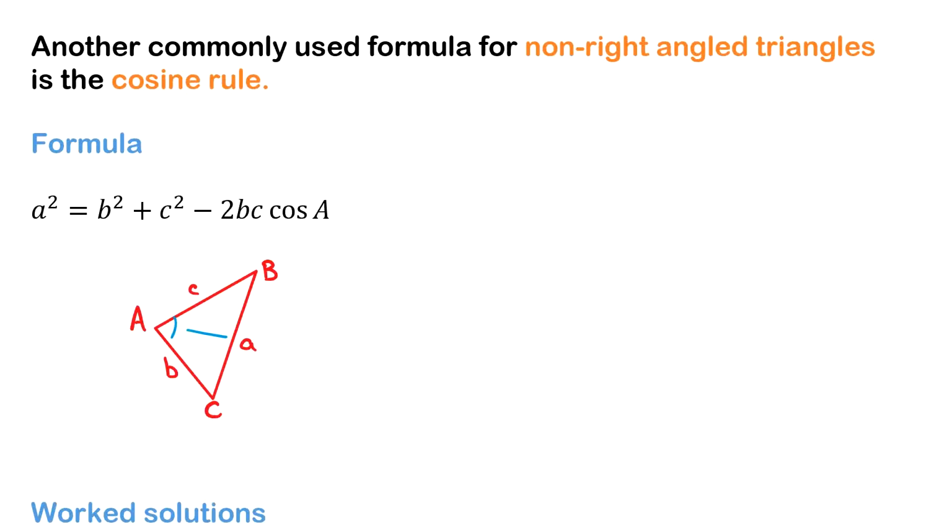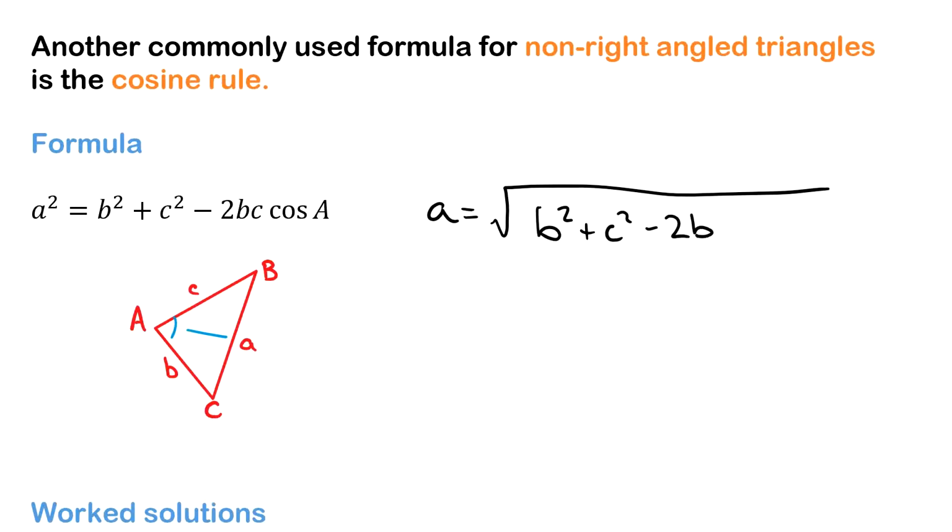So the cosine rule for finding an unknown side is a squared equals b squared plus c squared minus 2bc cos a. Quite a mouthful. It's a lot going on there. Remember though, when you're trying to find a, you'll find what a squared is, so you've got to remember that last step, you need to use the square root sign. So sometimes you'll see this demonstrated as a equals the square root of b squared plus c squared minus 2bc cos a.